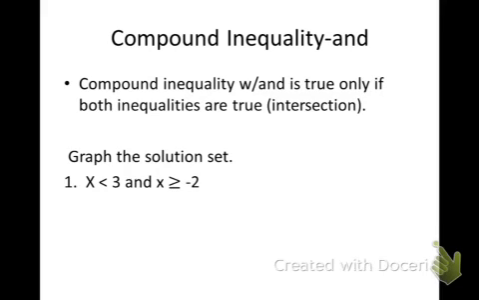Today we're going to talk about compound inequalities. If you've used compound sentences in English, I hope you know it's two sentences joined with a conjunction, and some of those conjunctions you can use are "and" and "or." In math, we're going to use compound inequalities with "and" or "or," and today we're going to focus on the "and." A compound inequality with "and" is true only if both inequalities are true, and we will refer to it as the intersection of the two, so where they overlap or intersect.